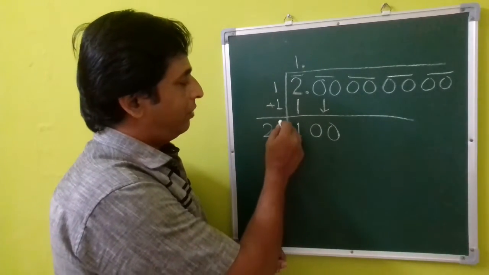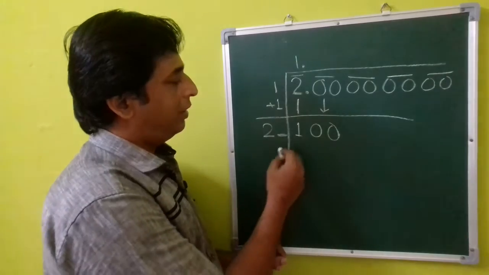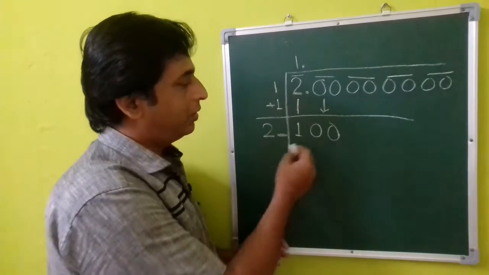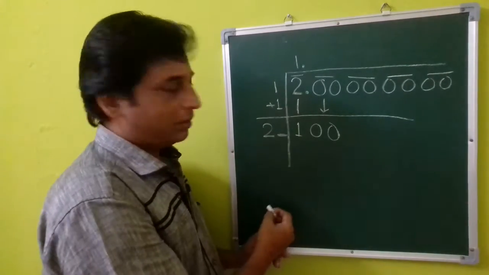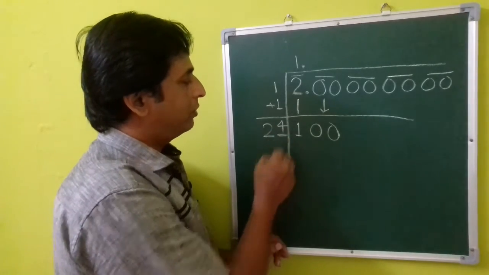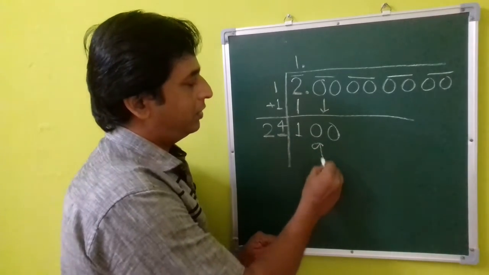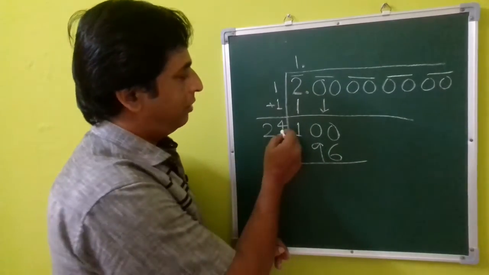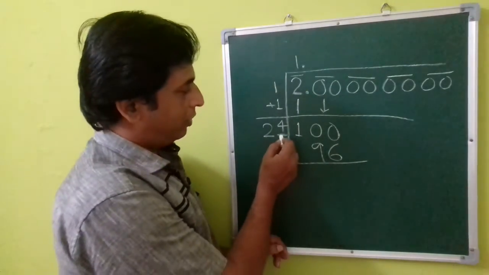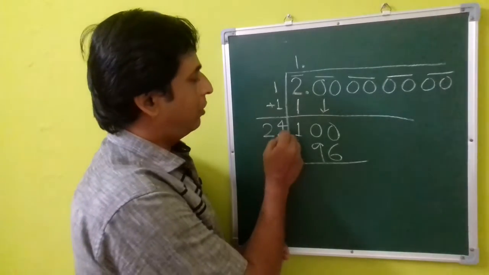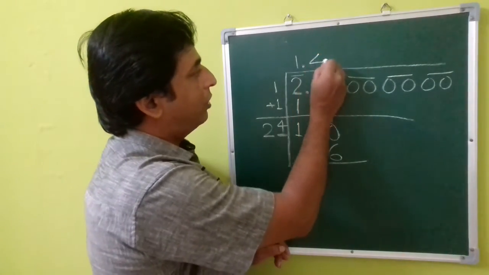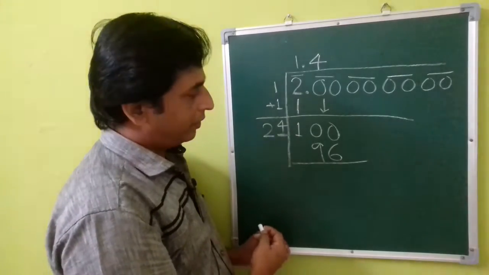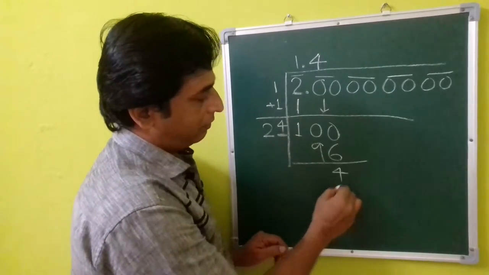Then you will have to find a number to put here, and multiply with the same number. You should get something just below this. So let us try with 4. 24 into 4 is 96, so that is just below it. So you can take 4 as the number to replace this space, and you will have to write this same 4 in the quotient as well. Okay, now you can subtract it.